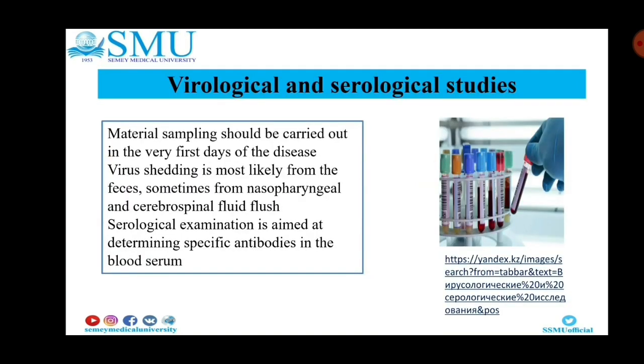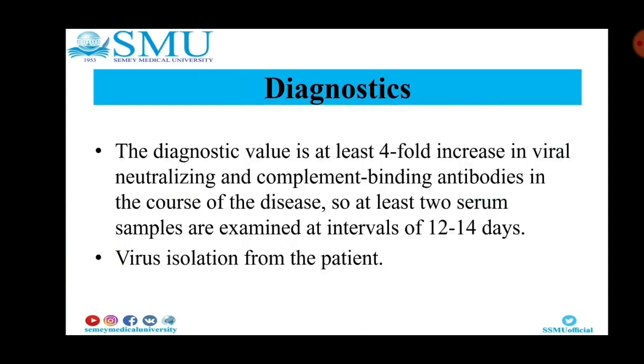Virological and serological studies. Material sampling should be carried out in the very first days of the disease. Virus shedding is most likely from the feces, sometimes from nasopharyngeal and cerebrospinal fluid flush. Serological examination is aimed at determining specific antibodies in the blood serum. The diagnostic value is at least a 4-fold increase in viral neutralizing and complement binding antibodies in the course of the disease. So, at least 2 serum samples are examined in intervals of 12-14 days. Virus isolation from the patient.